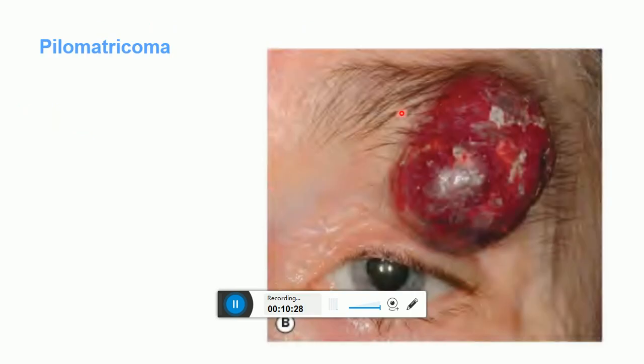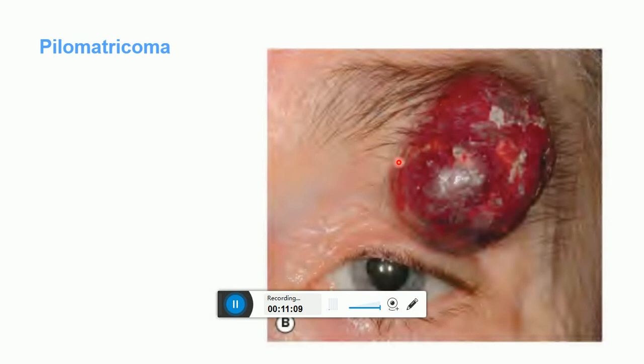Another benign adnexal tumor is pilomatricoma. This is pilomatricoma, also known as pilomatrixoma, also known as calcifying epithelioma of Malherbe. It is derived from germinal matrix cells of the hair bulb and is the commonest hair follicle proliferation seen by ophthalmologists. It affects children and young adults. It is more common in females.